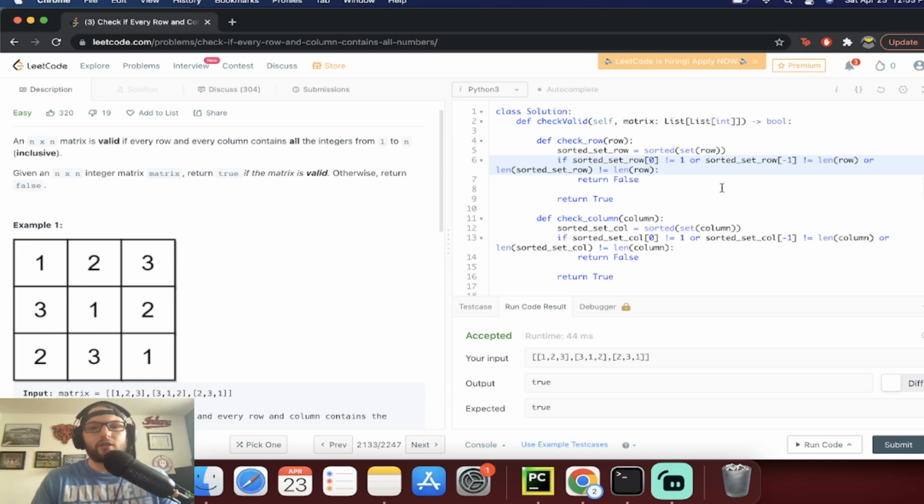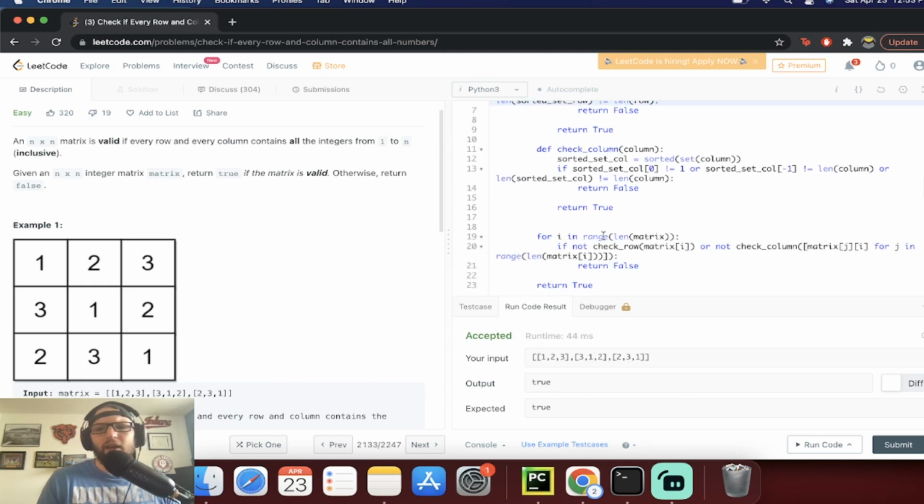So let's go ahead and talk a little bit about what I did here. So first off, I went ahead and thought about how I'm going to be iterating over the actual matrix itself. So I did a for i in range len of matrix. I don't really care about what the value is at this point in the problem, because all I care about is tracking which row I'm currently in.